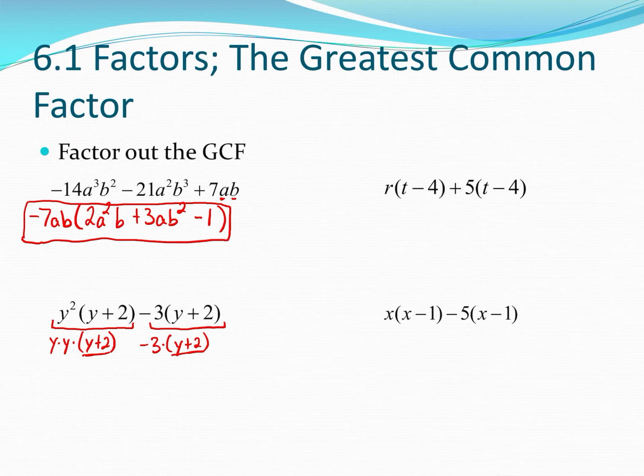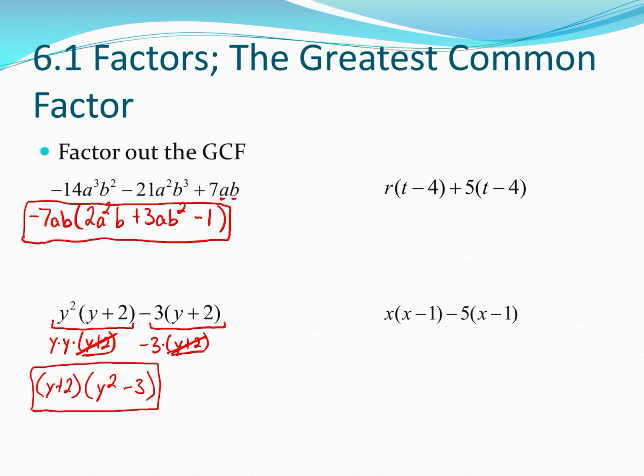So just like we did in the problem above it with the negative 7ab, we're going to bring that y plus 2 out to the front because that's our common factor. And we're going to open a set of parentheses and put what's left. Well, when you've taken that y plus 2 out of that first term, what's left is y squared. And when you've taken it out of the second term, dividing it out, you're left with negative 3. Well, now we have two things being multiplied, right? y plus 2 times y squared minus 3. And so this is our final answer.